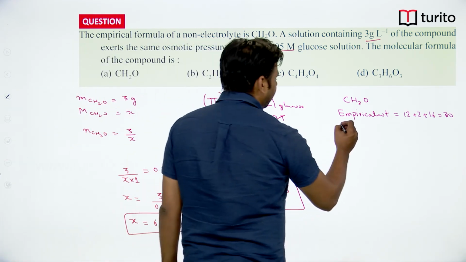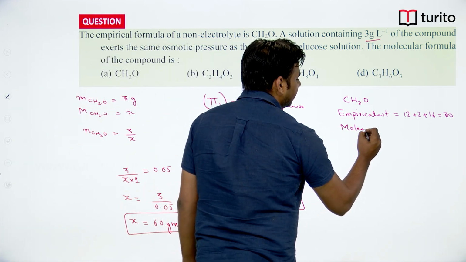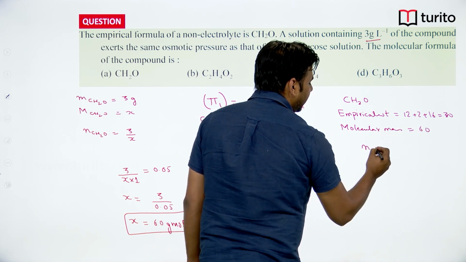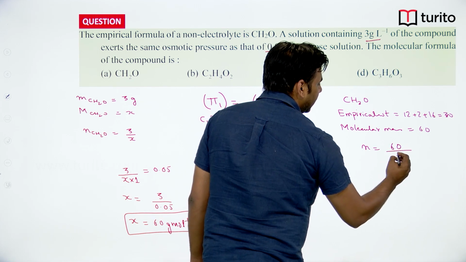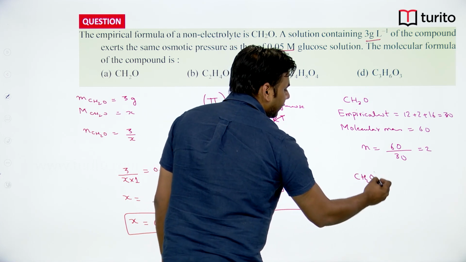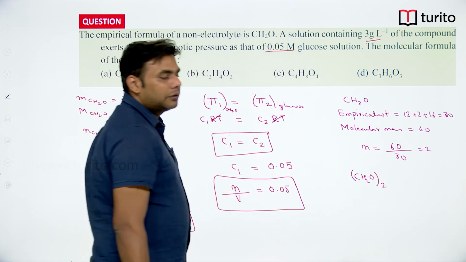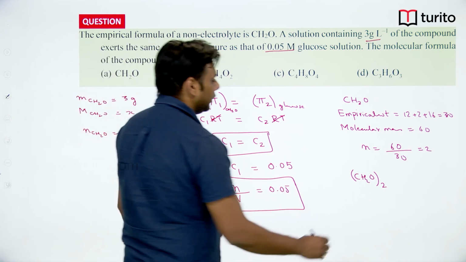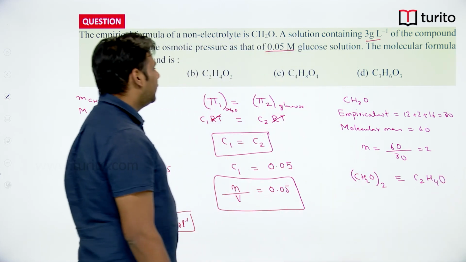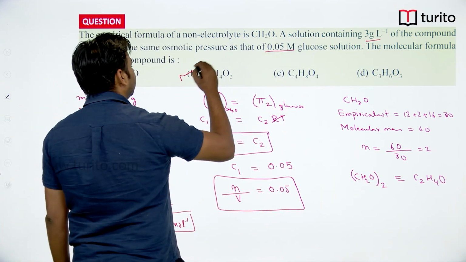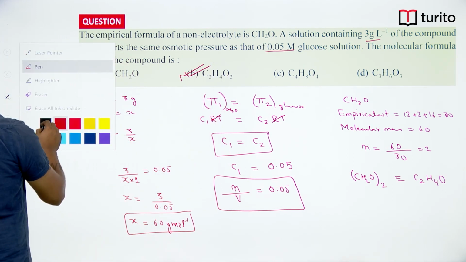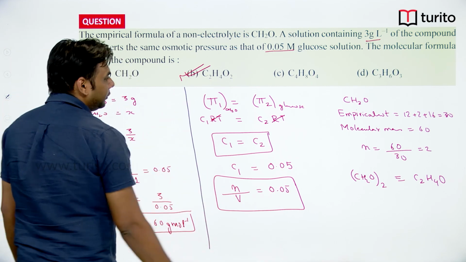And the molecular weight or the molar mass is 60. So the value of N would be molecular mass upon the empirical mass, which is 2 in this case. So if we multiply the empirical formula with 2 or with the N, we'll get the molecular formula. So the molecular formula of this would be C2H4O. So you can see that B is the correct option. So this is again a very easy level and a basic question. Hope this is clear to you.